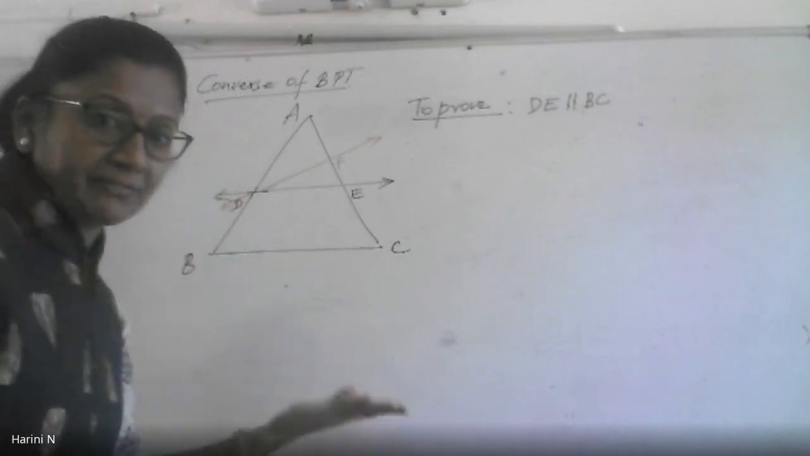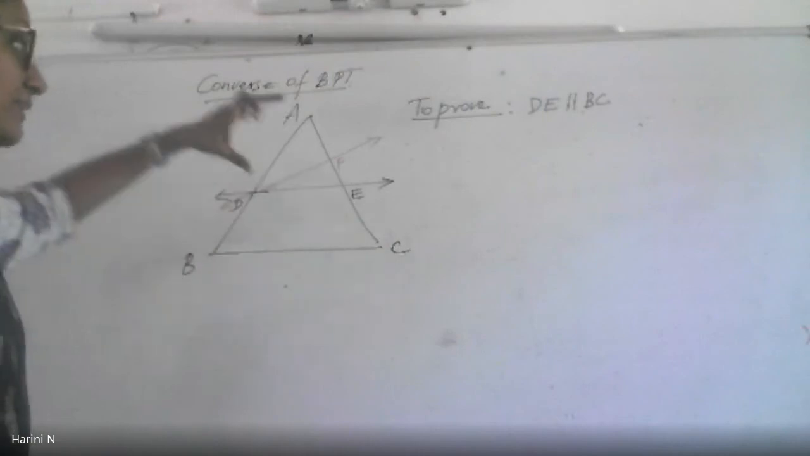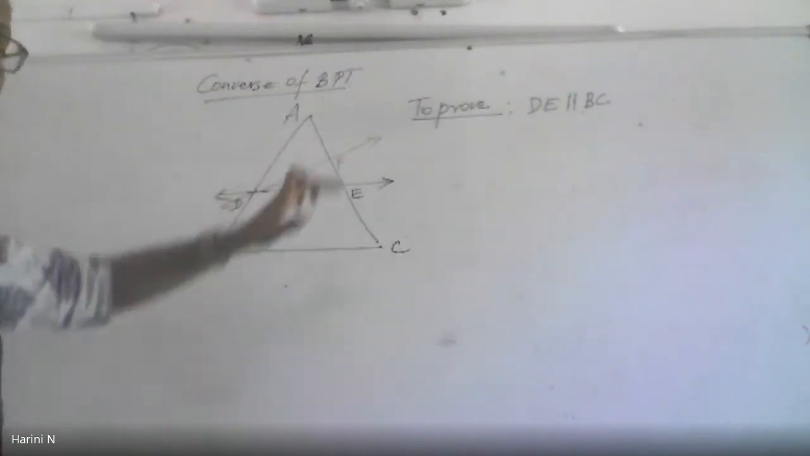Because previously we learned that if a line is parallel to one side of a triangle, then it divides the other two sides in the same ratio.